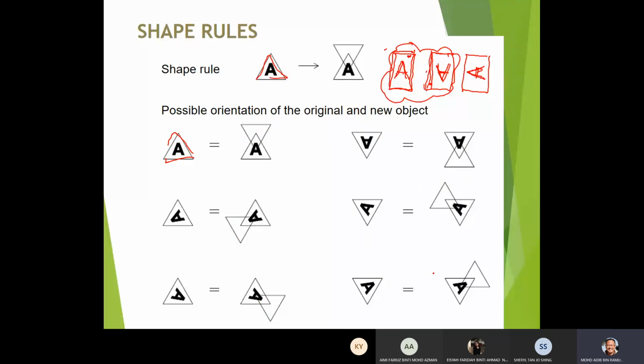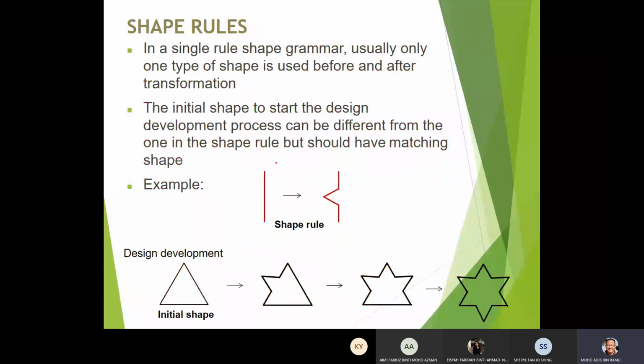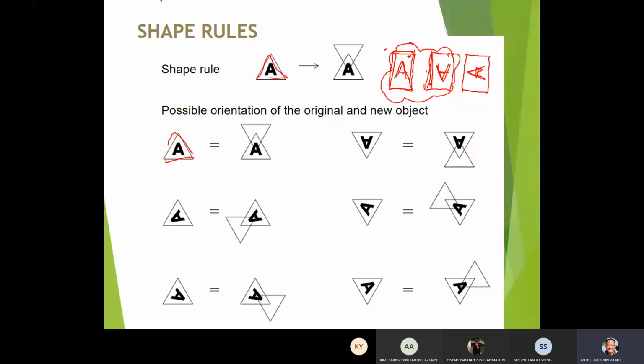Okay. So basically that's just to show the movement and orientation of the shape. But the actual production is here, like this. But for this one, the rule is slightly different. So I've changed the rules a bit. Okay. So maybe I go back to the previous example.